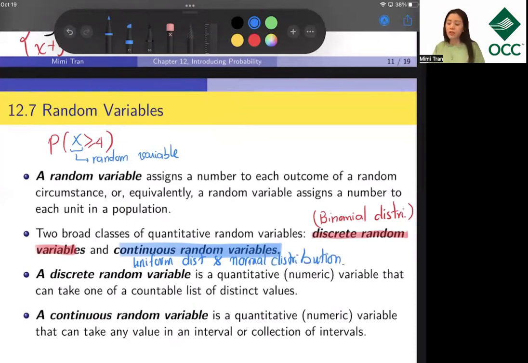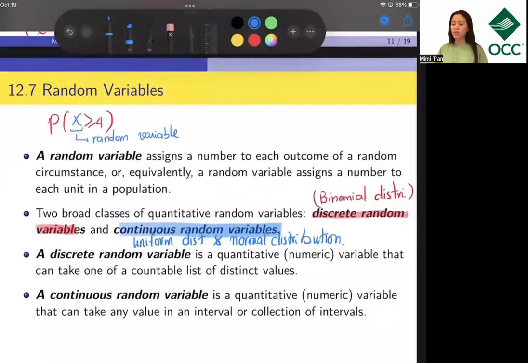A discrete random variable is a quantitative variable that can take one of a countable list of distinct values. So for example, the number of telephone calls you make a week, right? Or the number of insurance claims you make per year, right? So things that you can count.